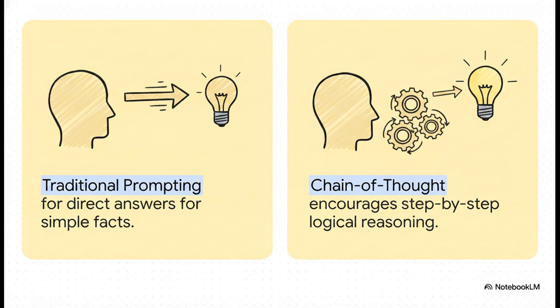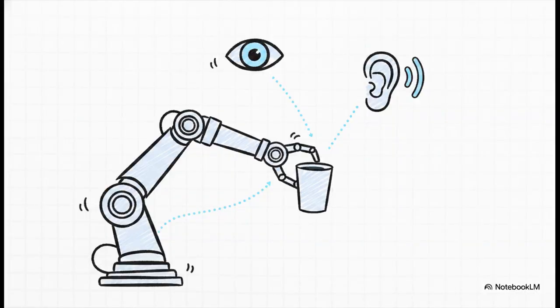That is exactly why the way you prompt it matters so much. If you use traditional prompting, just asking for a direct answer, it's great for simple facts. But if you force the model to use chain of thought prompting, you're basically telling it to show its work. By thinking through a problem sequentially, step by step, the model's accuracy on complex math and logic tasks absolutely skyrockets. And what's really wild is that this reasoning is starting to leap off the screen and into the physical world.